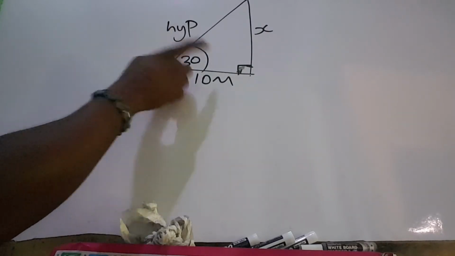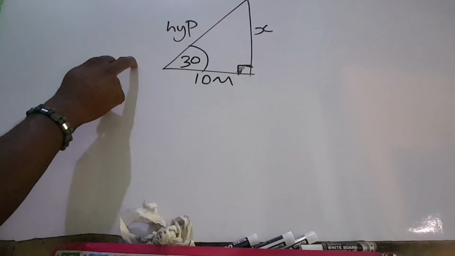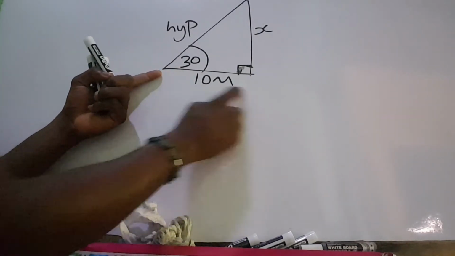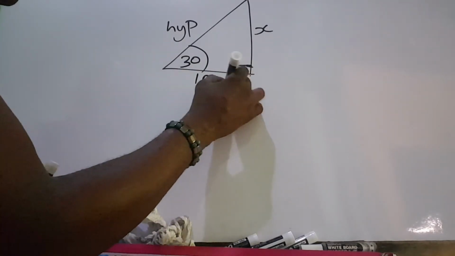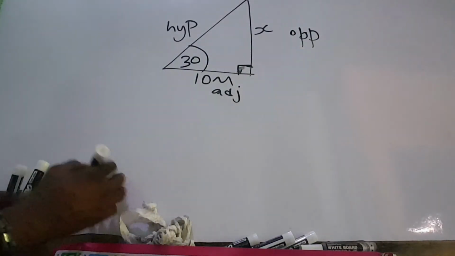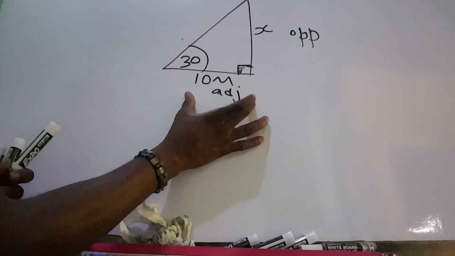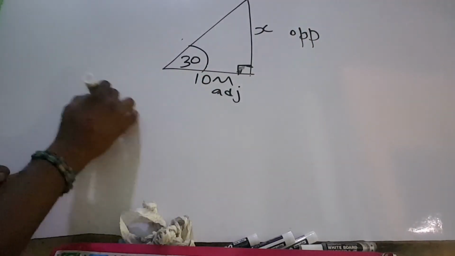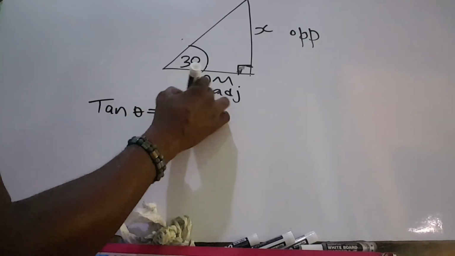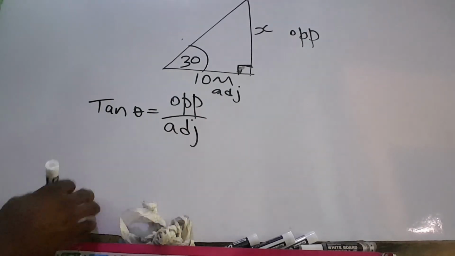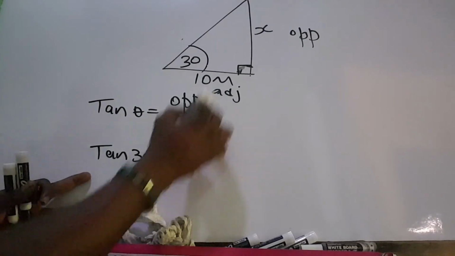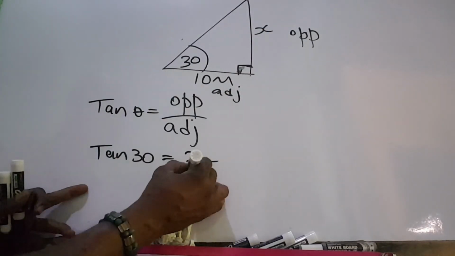We're not given the value and we're not asked to find it, so we're not going to be dealing with the hypotenuse. However, we have the 30 degrees, and this is 10, which is adjacent to the 30. So this is the adjacent side, and this x is the opposite side. So what are we dealing with? We're dealing with adjacent and opposite. The tan ratio. Tangent of an angle is equal to the opposite side divided by the adjacent side. So the tangent of 30 degrees is equal to x divided by 10.